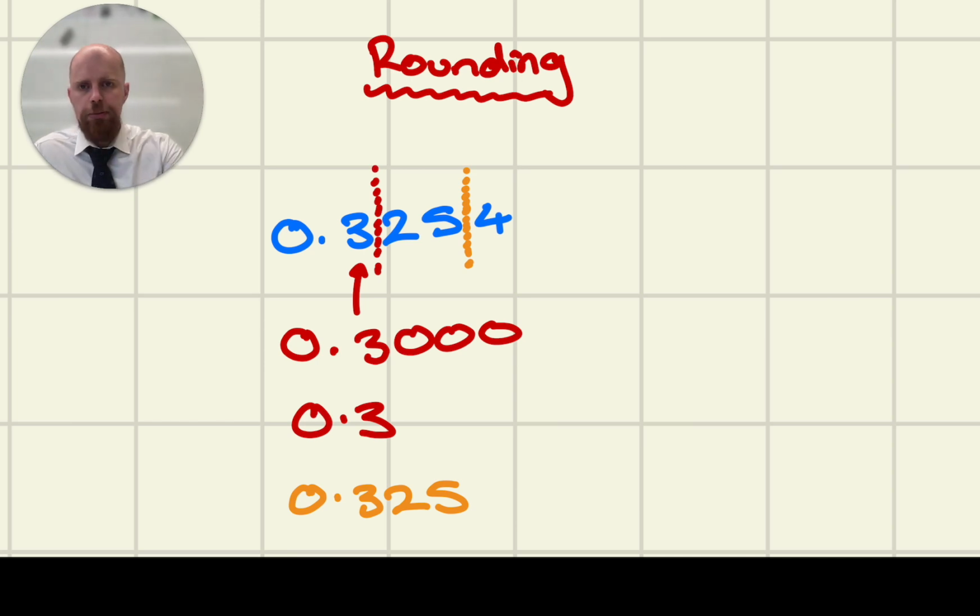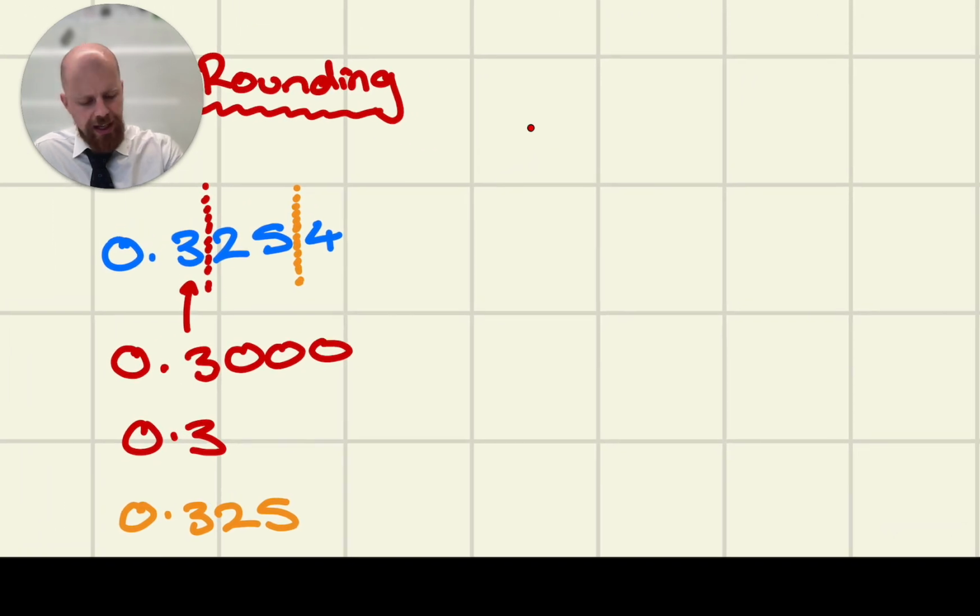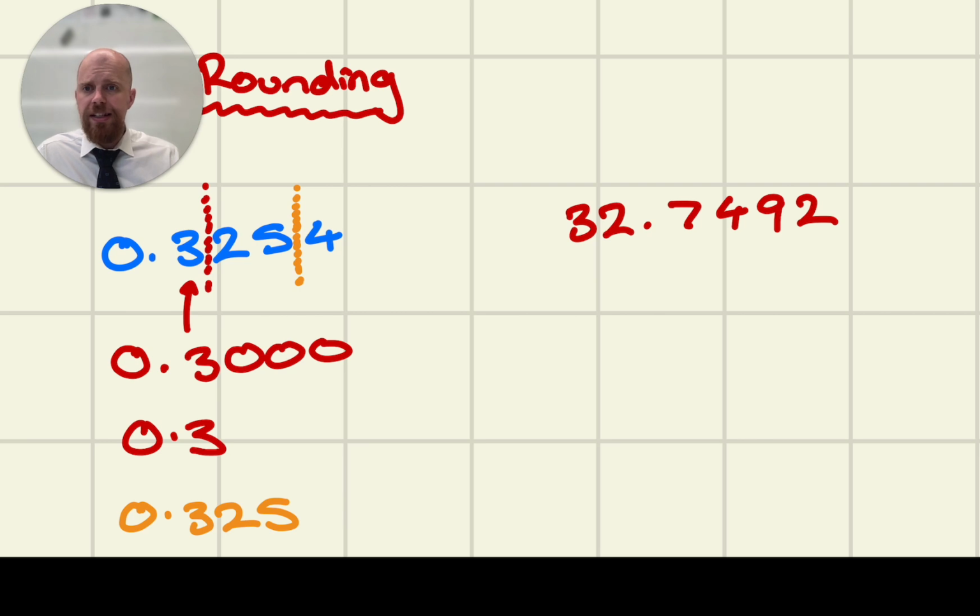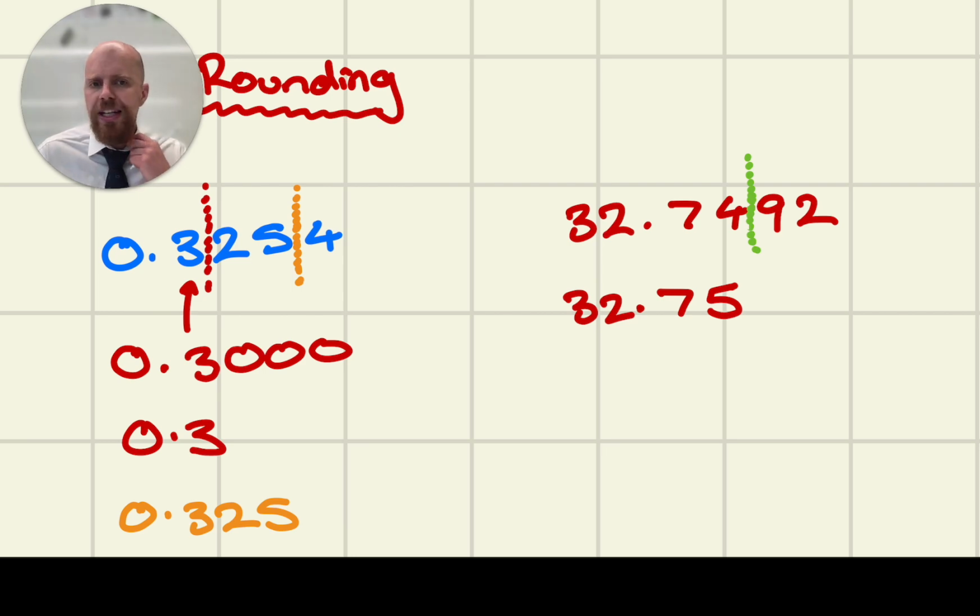Let's take a different example. Let's say that we were looking at 32.7492, and we're going to round this to the nearest hundredth. The nearest hundredth is here. Does the 9 round up or down? The 9 rounds up. So because the 9 rounds up, we get 32.75.